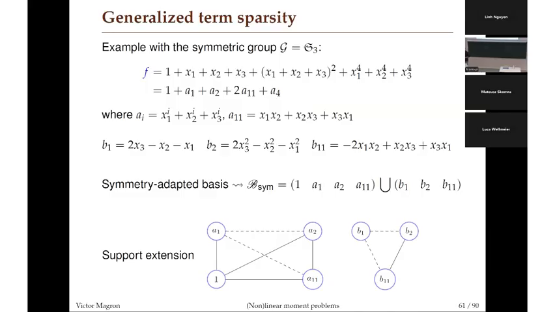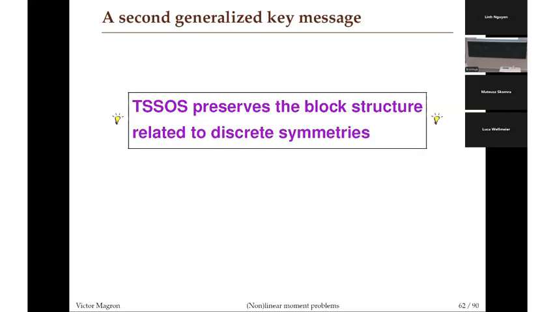Thanks. Any other questions on that? Okay, so as I said, that's one of the exercises, to get this graph. And the other key message is that there is a term sparsity algorithm for your favorite discrete group.